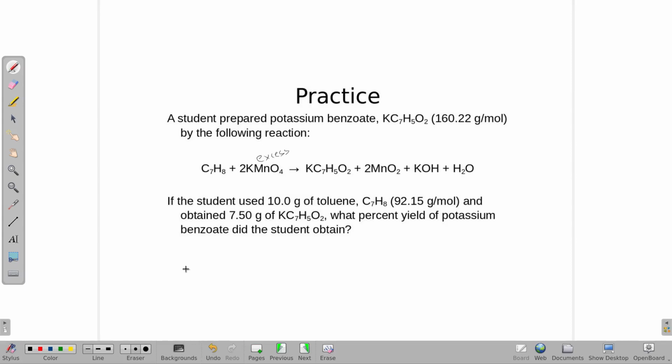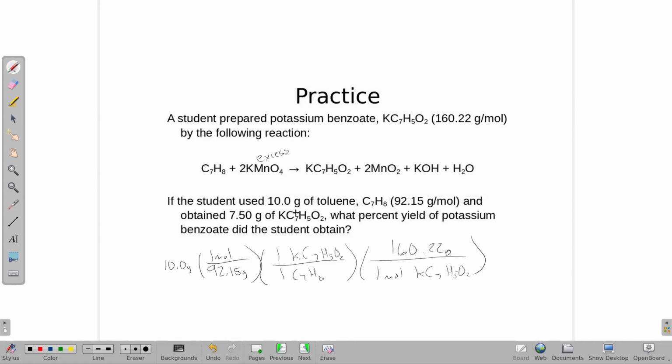Therefore, toluene is our limiting reagent. So we're starting right away with that. We have 10 grams of it, and we're going to convert it into moles using the molecular weight. And our balanced equation says for every toluene, we would make 1 potassium benzoate. And last little conversion, 1 mole of the potassium benzoate weighs 160.22 grams. You notice I haven't used the 7.5 grams.